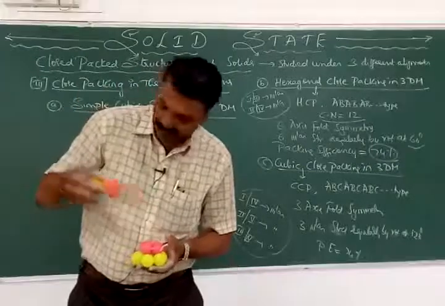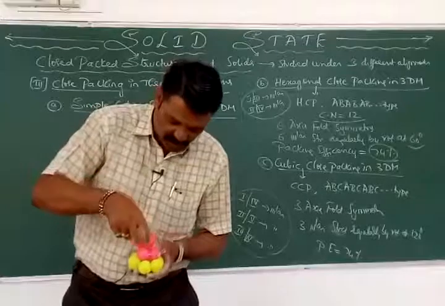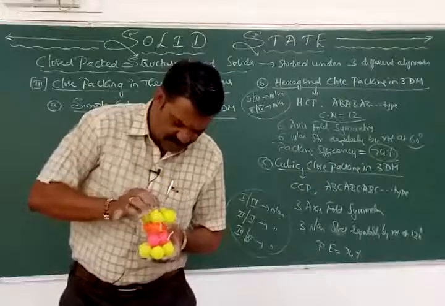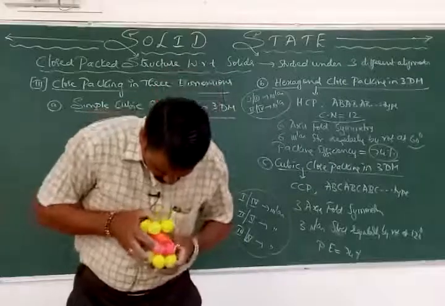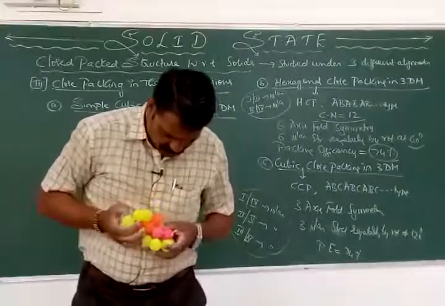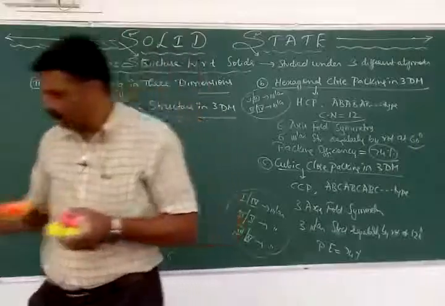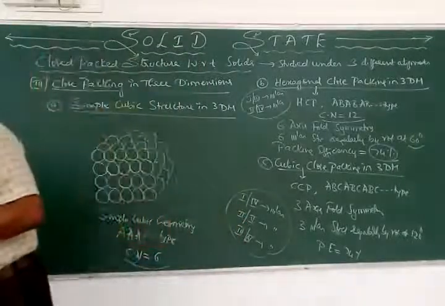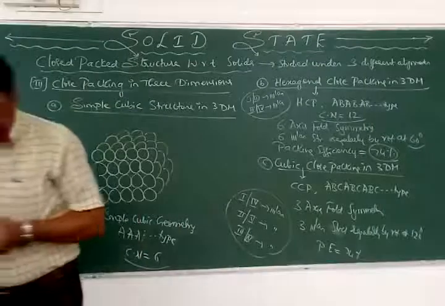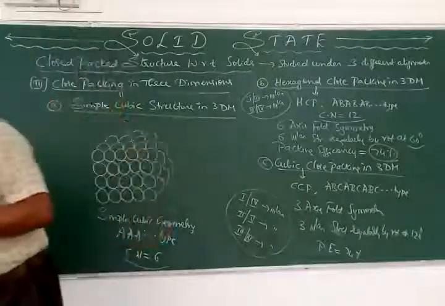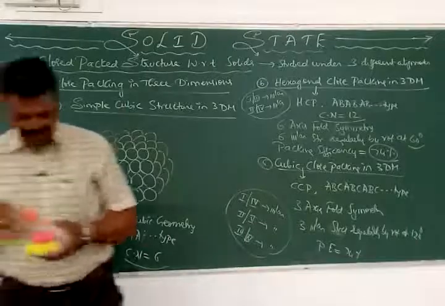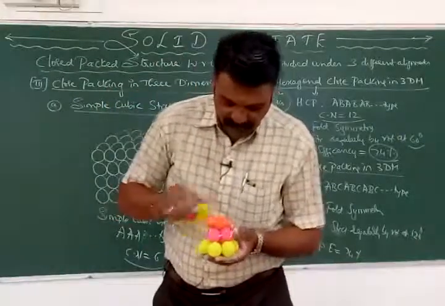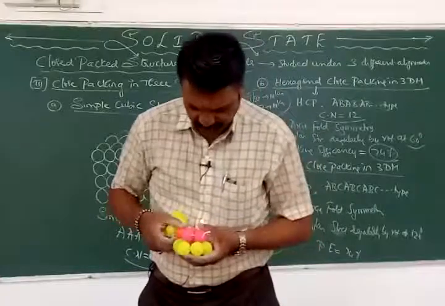This is hexagonal, this is hexagonal, this is also hexagonal, if I arrange like this. It's not possible here. So first observe the layers first.